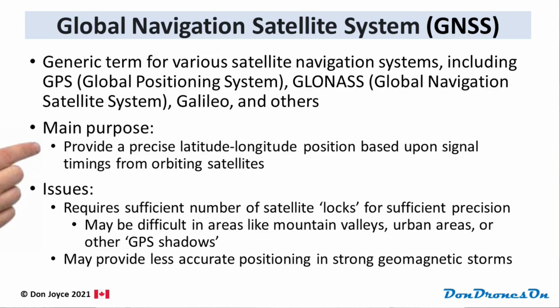Generally speaking, the more sky your drone can see, the more satellites it will lock onto, and the more accurate the positioning. In urban areas with many tall buildings and in mountain valleys, you will see fewer satellites, for example. Also, during strong geomagnetic storms, the time signals from the satellites can be distorted, resulting in inaccuracies.